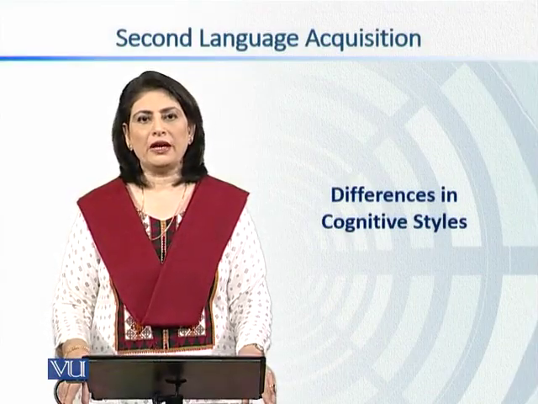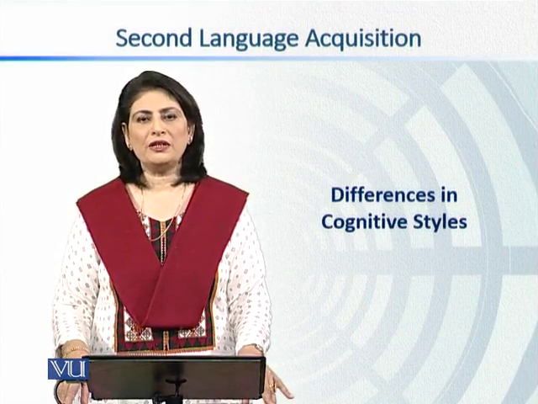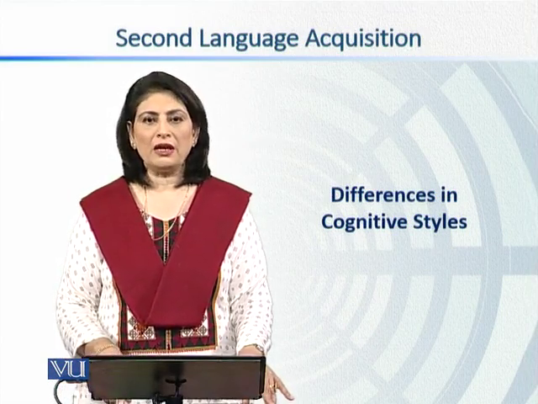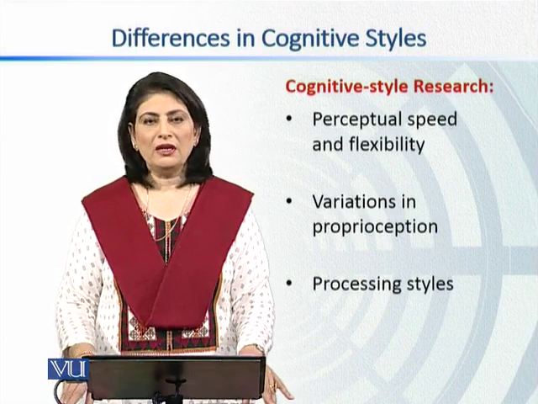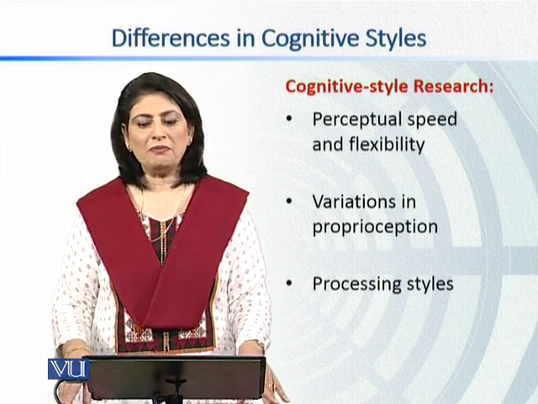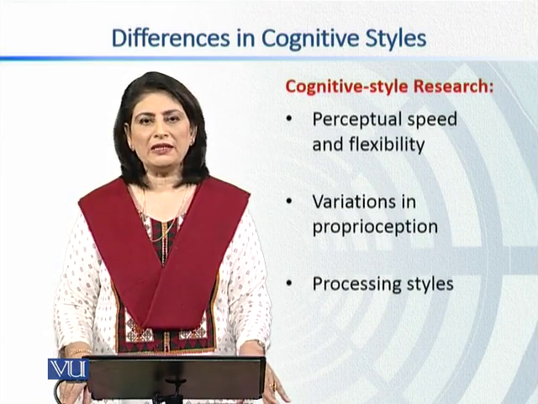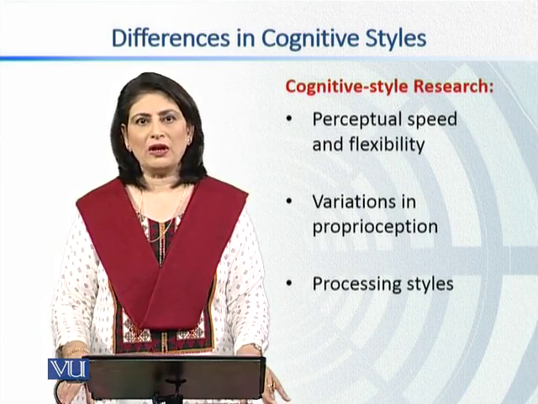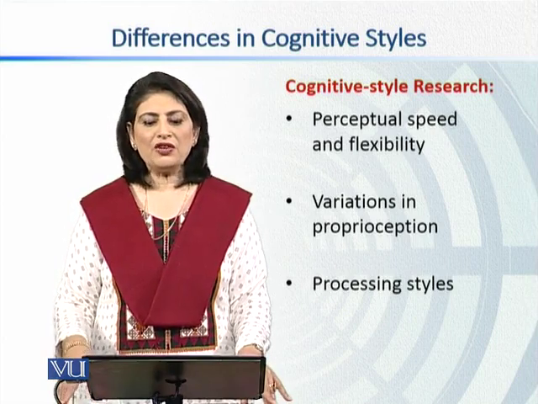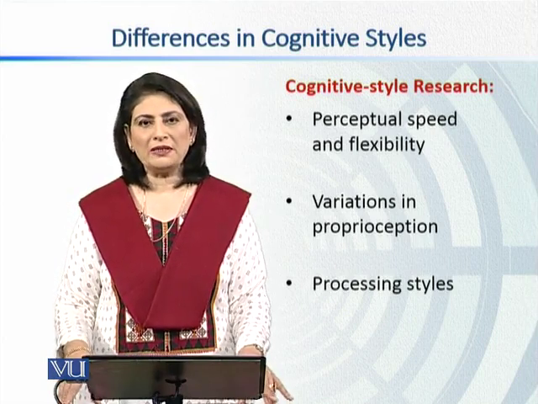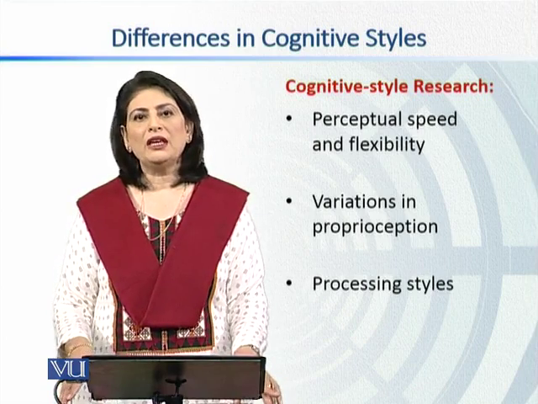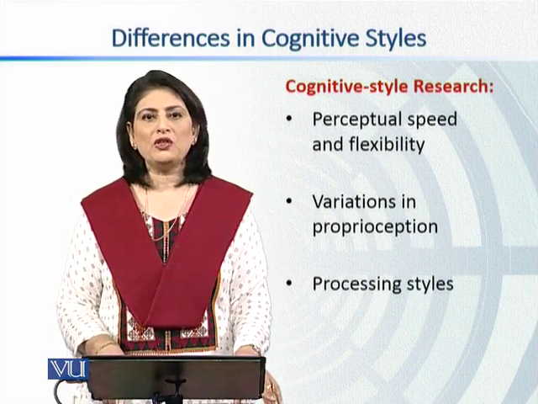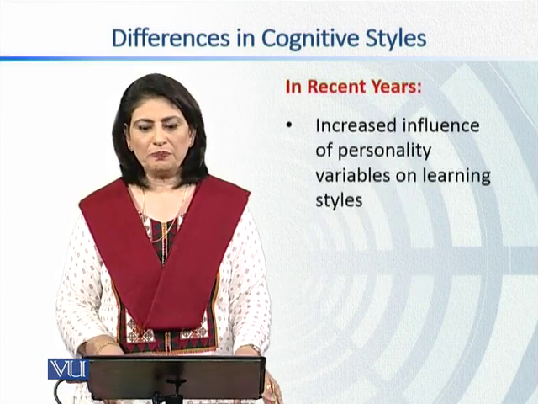Differences in cognitive styles have also interested second language acquisition researchers. What we find in cognitive style research is that they look at perceptual speed and flexibility, that is, the speed at which learners perceive differences in sound and how things look, variations in proprioception, that is, how they are physically located in their surroundings, and the processing styles that learners employ to understand second language input.